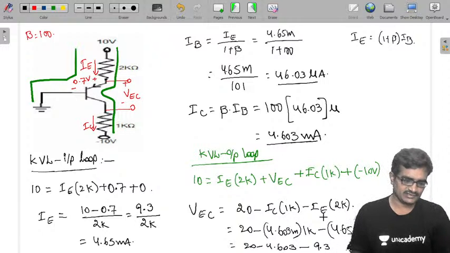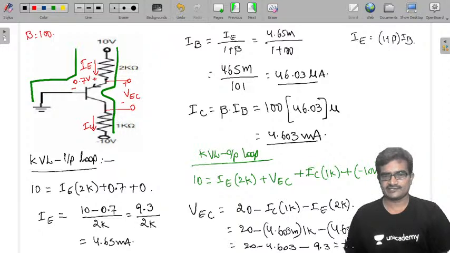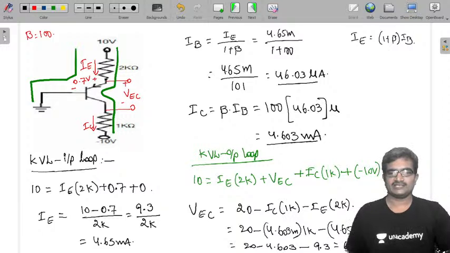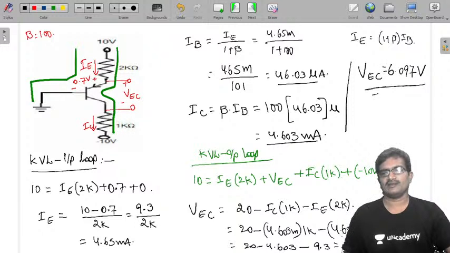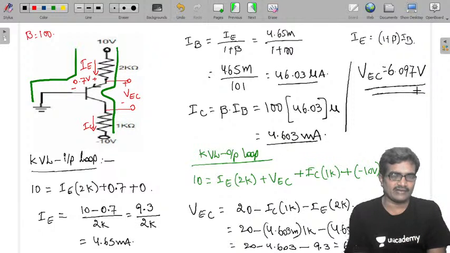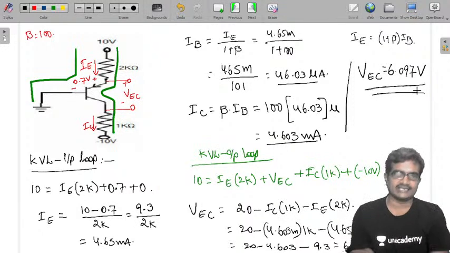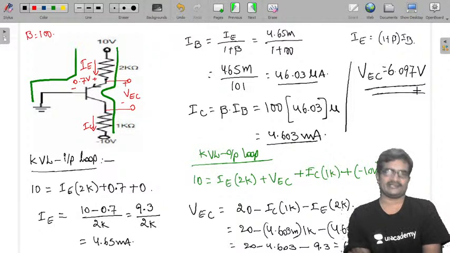Okay, plus 4.603, 13.903 minus 20, yeah, it is 6.097 volts. So this is the value of VEC. So therefore VEC is 6.097 volts. Okay, this is the procedure to calculate the required terminal currents and voltages for PNP transistor.